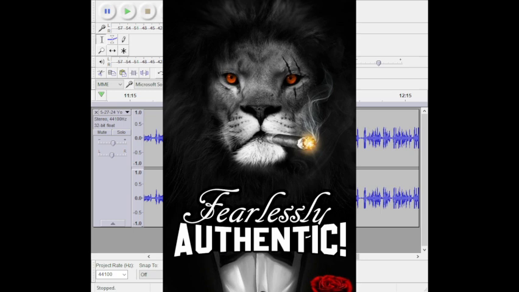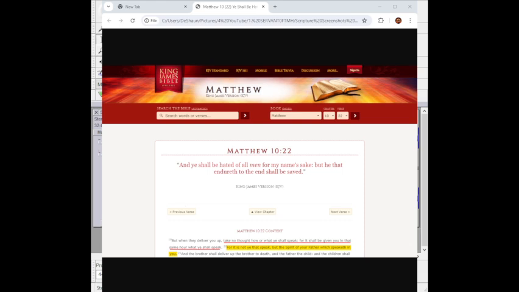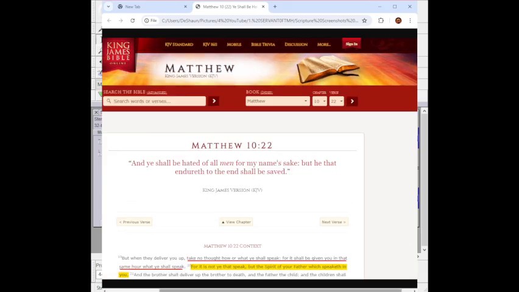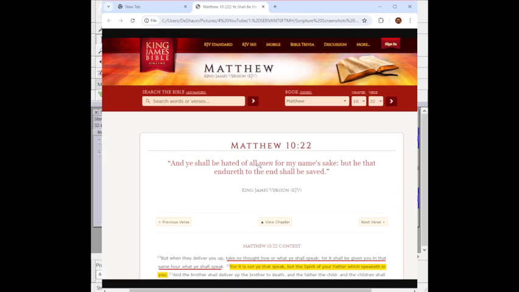a genuine opportunity to humble yourself like a child, unlearn what you've been taught to believe, and relearn via the Spirit of truth. Why is it that my life is lining up with the Scripture? Matthew 10:22. You shall be hated of all men for my name's sake, but he that endureth to the end is the same that shall be saved.